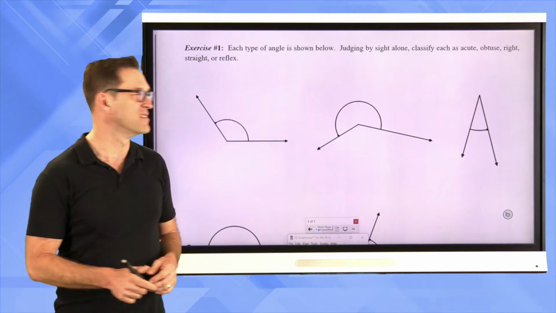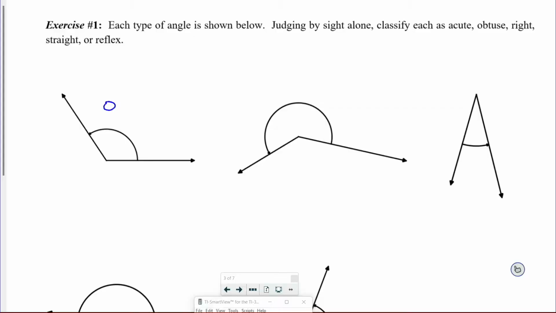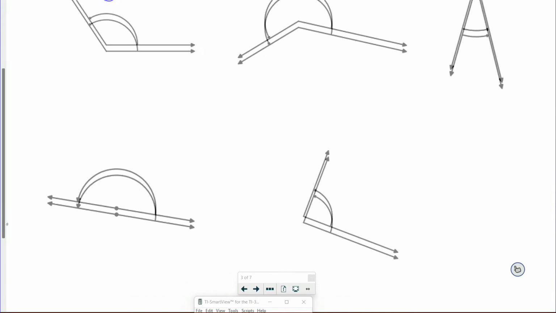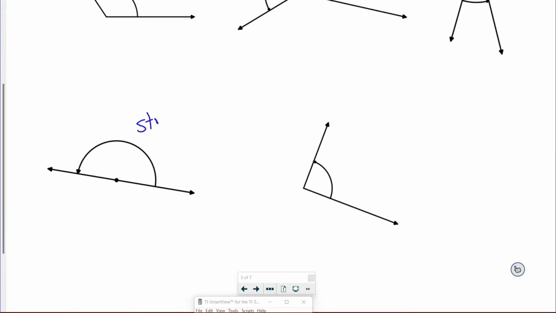All right, well, this is pretty easy, right? This one is an obtuse angle. This is a reflex angle, right? More than 180. Here's our acute angle. This is our straight angle. And this one is the hardest one to tell, but it is our right angle.